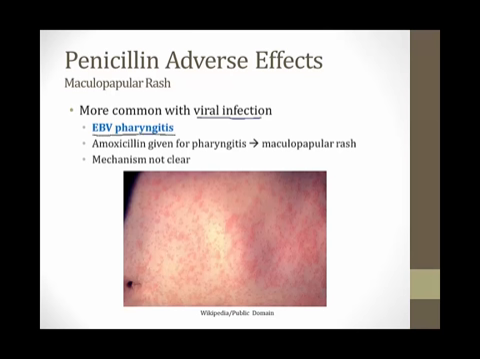The pharyngitis of this viral infection often looks similar to strep throat, so oftentimes amoxicillin is given to treat the strep throat. This leads to development of a maculopapular rash. The reason that this rash occurs more commonly in the setting of a viral infection is not well understood.